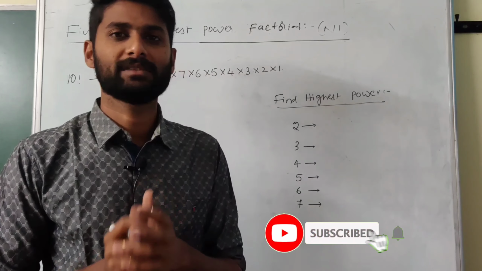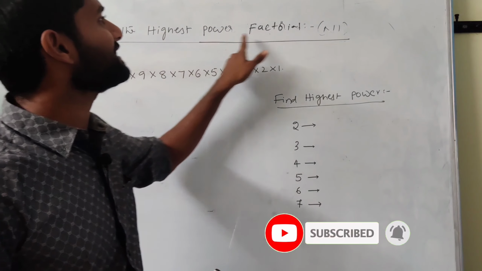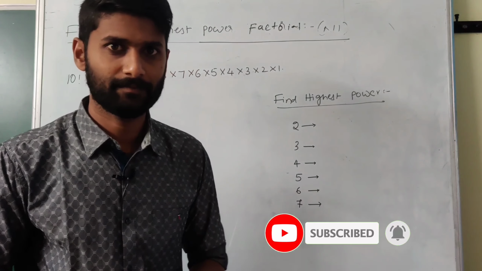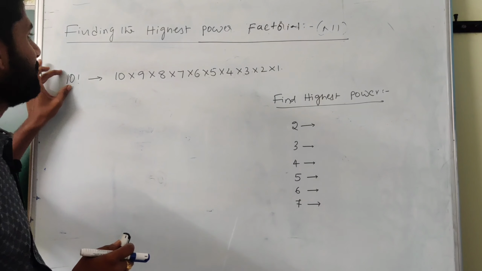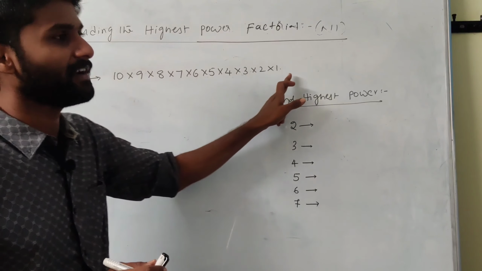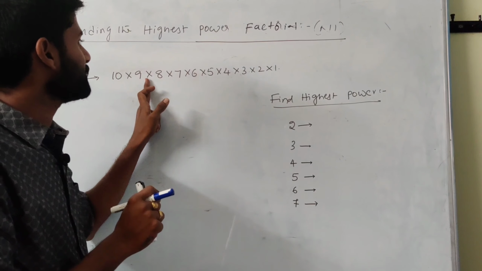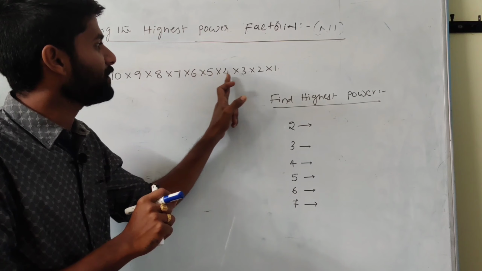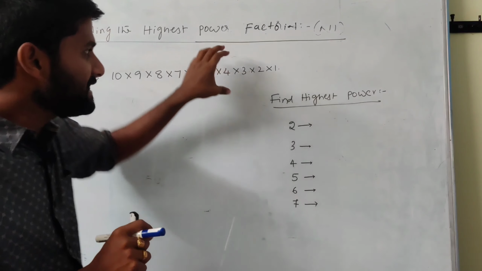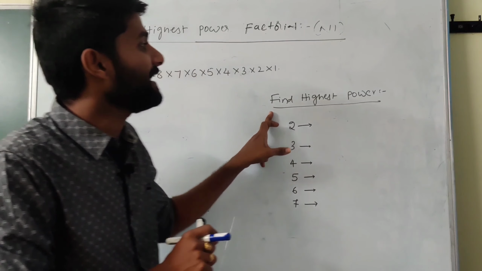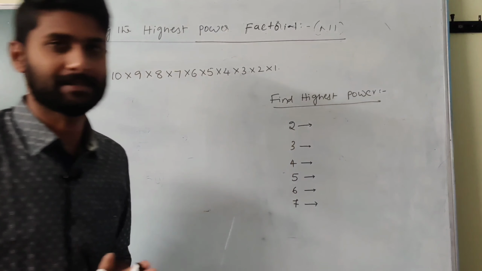Concept related to the number system: finding the highest power in a given factorial. Okay, let's see one example. 10 factorial means the product of all the numbers down to 1, that is 10 into 9 into 8, 7, 6, 5, 4, 3, 2, 1. In this result, we need to find the highest power of any of these numbers.